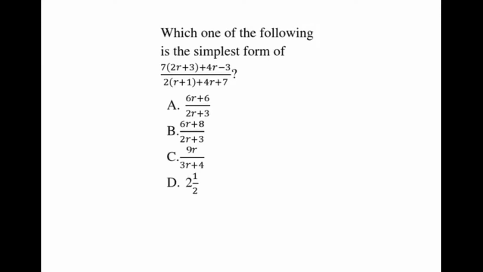Which one of the following is the simplest form of 7 into brackets 2r plus 3 into brackets plus 4r minus 3 over 2 into brackets r plus 1 into brackets plus 4r plus 7? Solution.